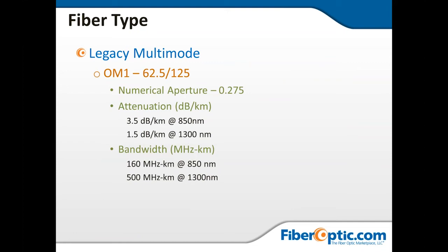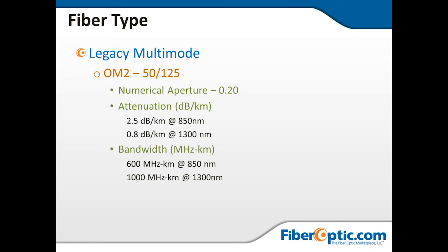So let's see, the OM1 had the 62.5 micron core, numerical aperture of .275, lets in a ton of light, but it lets in a lot of extra modes, so you do have the capacity for modal dispersion that you need to deal with. Attenuation of 3.5 dB per kilometer at 850. If you go up to 1300, you can cut that down to 1.5. But again, your bandwidth limitations, 500 megahertz per kilometer at 1300 nanometers, is going to cause us to be limited to about 100 feet, 33 meters, with any kind of bandwidth.